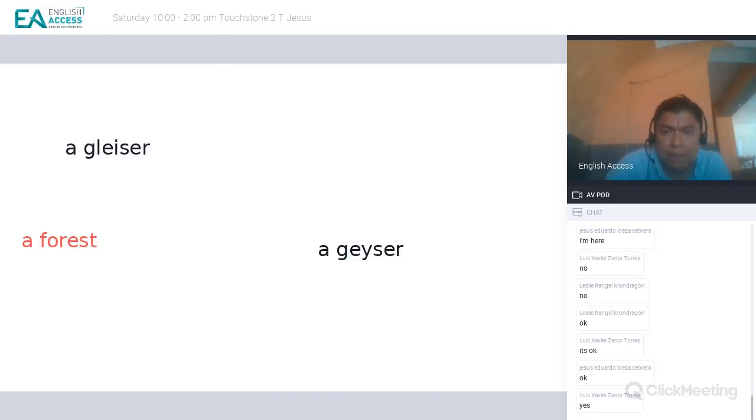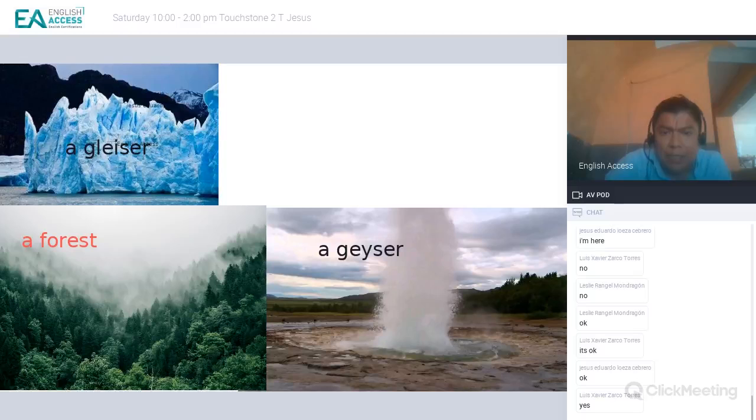Next set of pictures. A glacier, a geyser, and a forest. Do we have these things? No, that's right. A forest, yes. And a geyser?